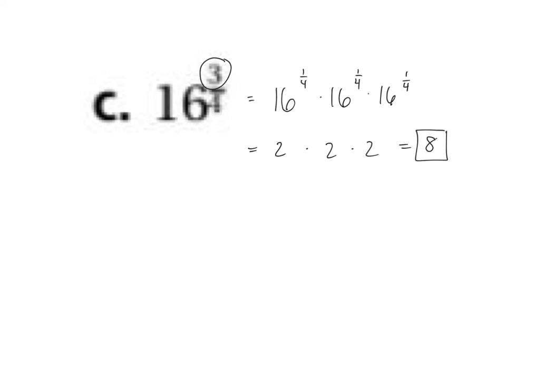How did I get the 2? What times itself 4 times is 16? 2. Okay? So whenever you're looking at this, what times itself 4 times will give you 16?